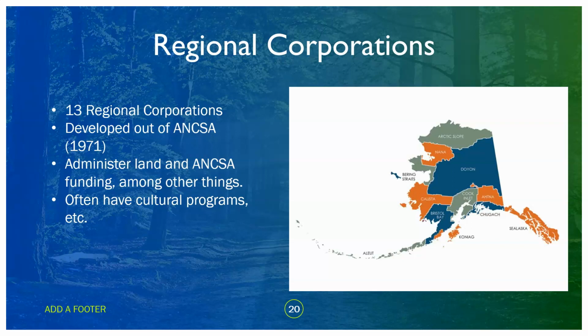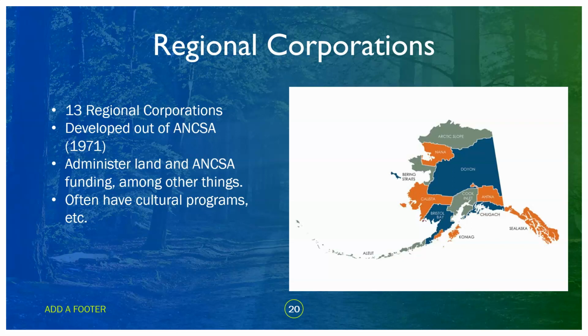And part of what happened was that 13 regional corporations were set up: 12 that cover different regions of the state, and one that covers Alaska Native people living outside of the state that were party to this law. And basically, about 50 million acres of the land that had been improperly taken were allowed to go back into the hands of Alaska Native groups, very specific lands.